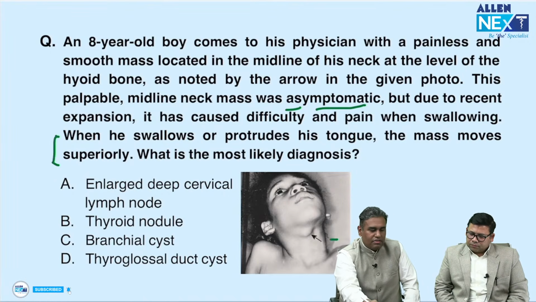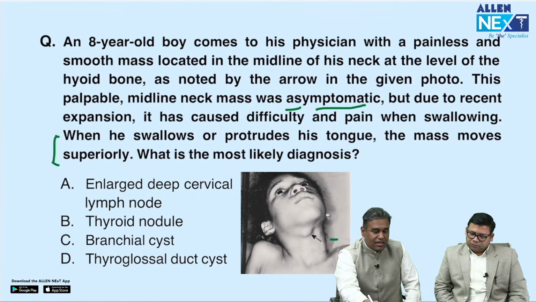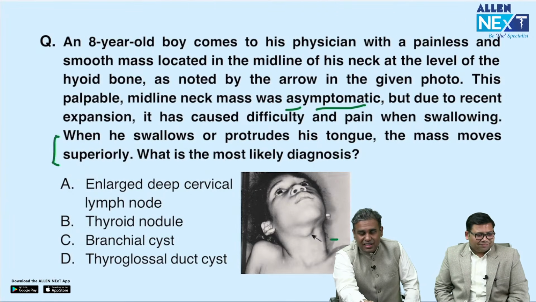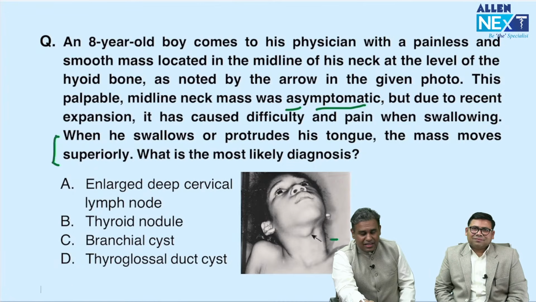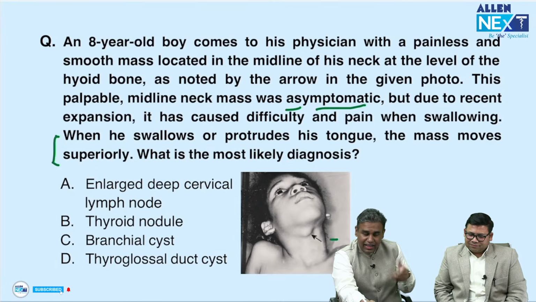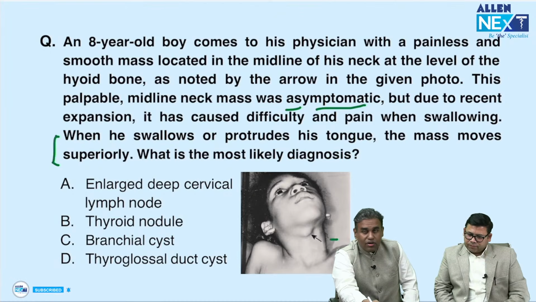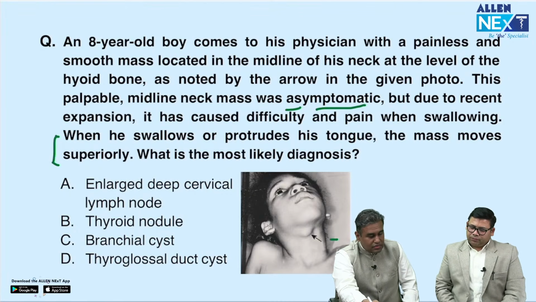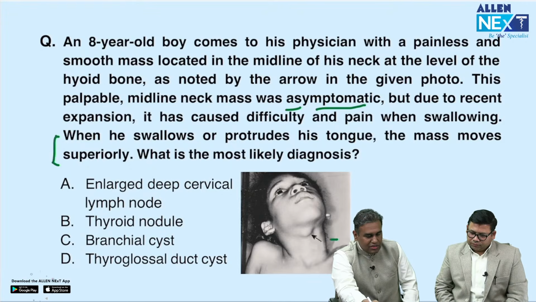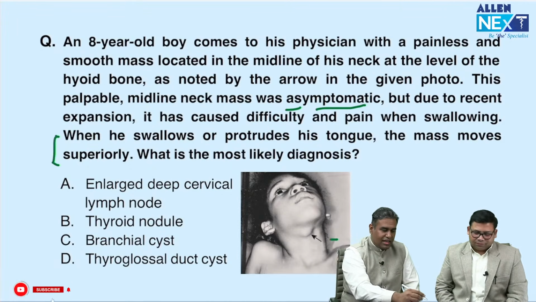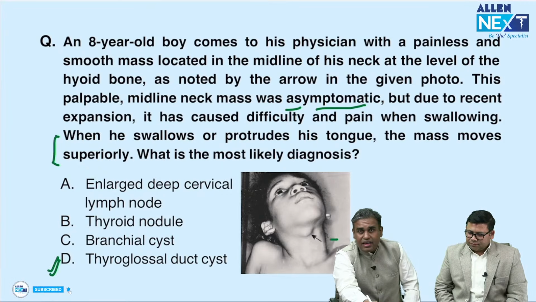I hope if you have the basics in your hand, the answer would have been clear by now. So what is the most likely diagnosis? The mass is asymptomatic, it is midline in the neck, and recent expansion has led to pain when swallowing. And when you protrude the tongue out, the mass also elevates. Looking at the options: enlarged deep cervical lymph node, thyroid nodule, branchial cyst, and thyroglossal duct cyst. I hope there should not be much confusion, and the answer, I hope you all will agree, is option D, the last option, the thyroglossal duct cyst.